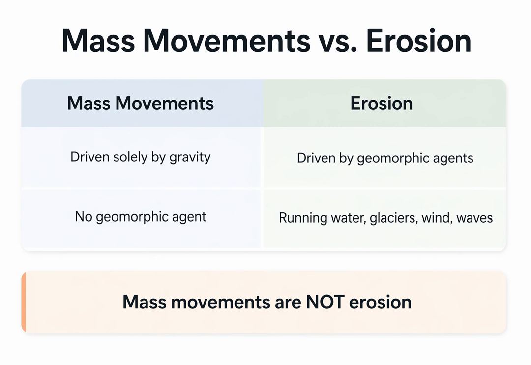The answer is no. There is a distinct difference. Erosion involves the transportation of material by a mobile geomorphic agent, like running water, moving glaciers, wind, waves, or ocean currents. Mass movements, on the other hand, are aided solely by gravity. No geomorphic agent participates in the actual process of a mass movement. Therefore, even though material shifts from one place to another, mass movements do not fall under the category of erosion.